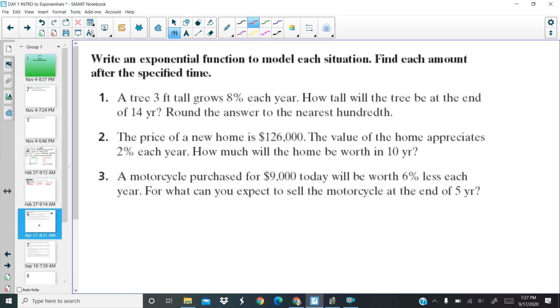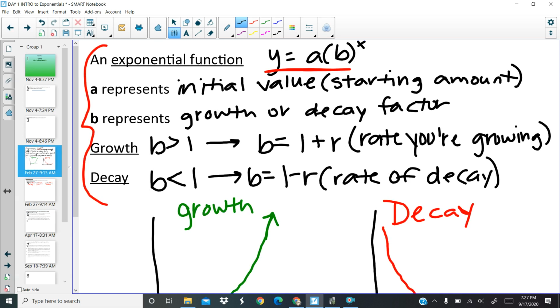And so the last thing that I want to do is actually solve out some of these problems. Starting with number 1, it's telling you to write an exponential function to model each situation, and then find the amount after the specified time. The time in these scenarios is going to be X. Like the time is the variable. So if you want to go back to your first set of notes, just make a note that X is representing time.